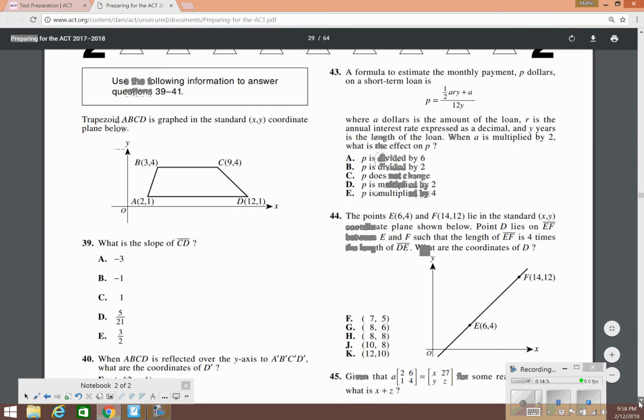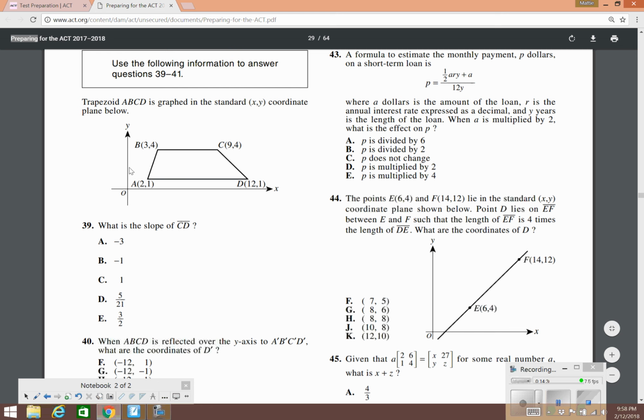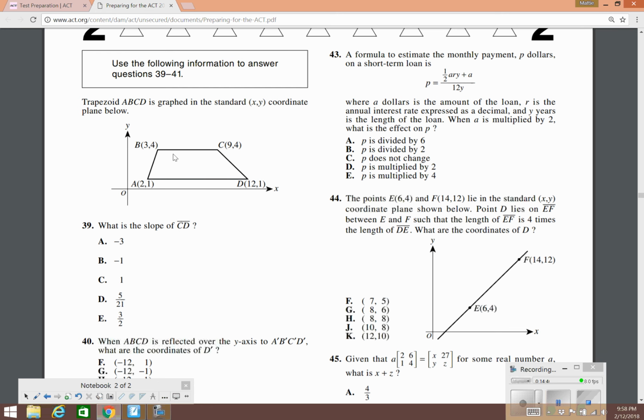Number 39 through 41 are asking you to use this one picture of a graphed trapezoid. It says that it's graphed in the standard coordinate plane below. Number 39 asks, what is the slope of line CD? If I look at the line, I can tell first and foremost that it's negative because, as we said before, we read it from left to right and it's going down. So I know that it's a negative slope, so I can look at my options here.